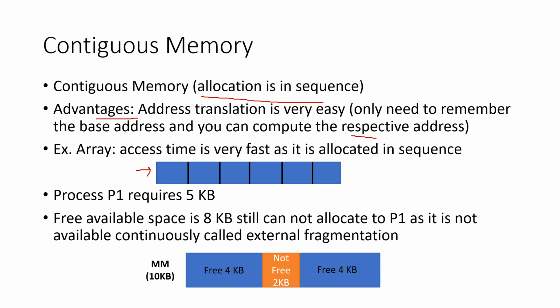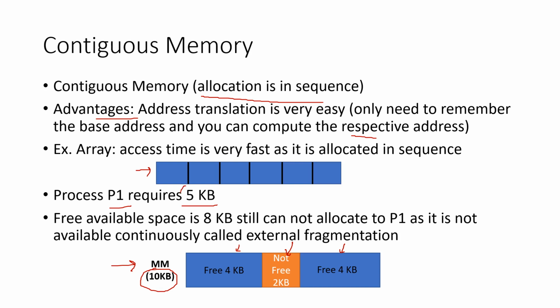Now we'll see one example. There is a process P1 which requires 5 KB, and you can see this is the main memory having the space 10 KB. So what is the free available space here? Suppose this is not available, so 2 KB is already occupied by some other process, and 4 KB here it is available, and 4 KB here it is available. It is not available together, right? There are two parts of main memory.